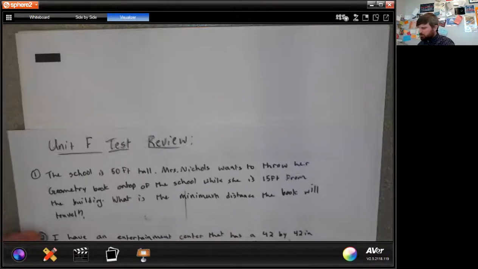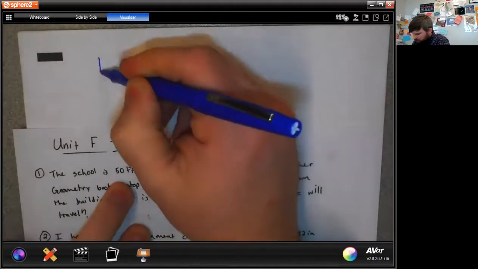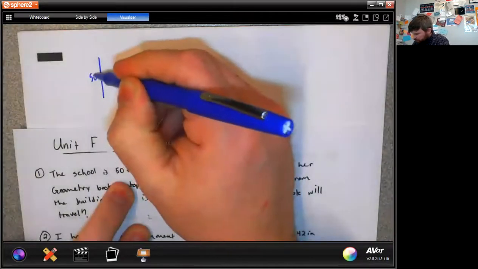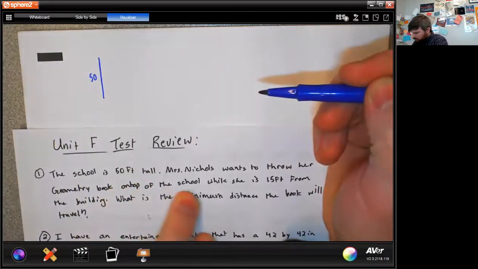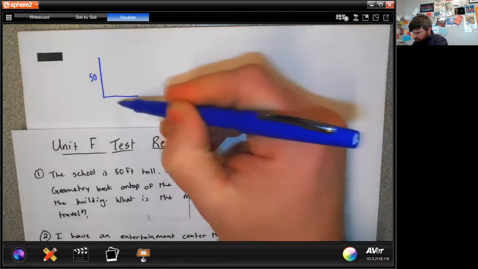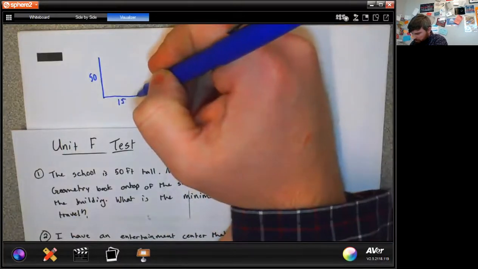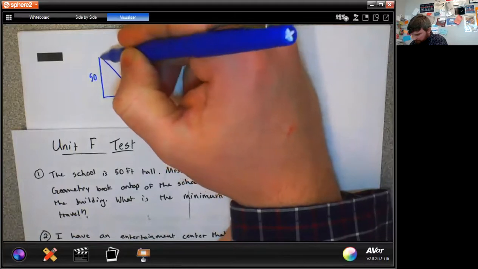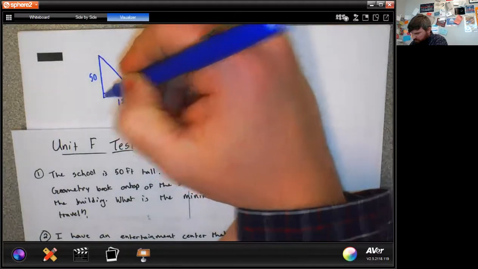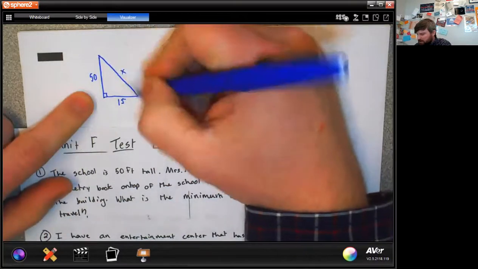Okay, so we need to draw a picture as to what's going on here. You have a school building that is 50 feet tall, and she's going to throw her book on top of it. She's 15 feet from the building, so she's right here. She's going to throw the book up here on top of the building. So what's the minimum distance the book has to travel? You're looking for this x, the hypotenuse.